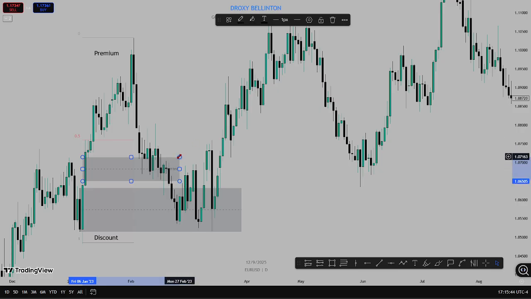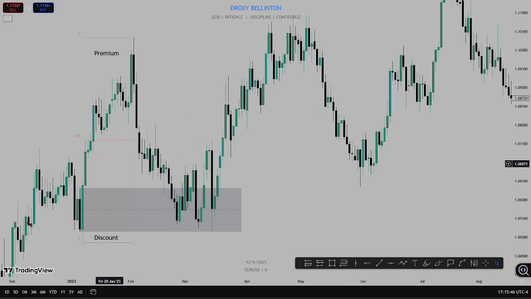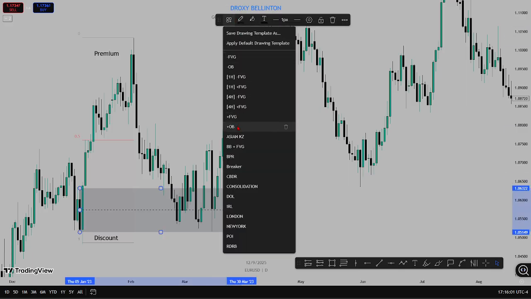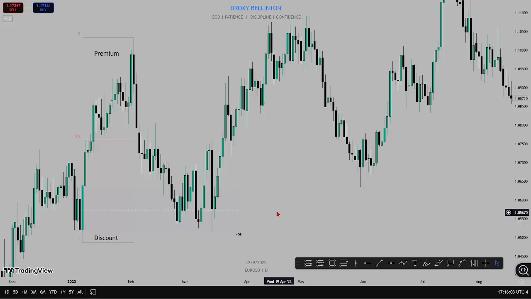So this fair value gap here has been what? Disrespected. So we don't need that PD array. The next PD array is what? This other block we find here. Now this order block here is being what? Is supporting price to the upside. Do you understand? It's supporting price to the upside. So this here is called what? Another block, and it's called a bullish order block.